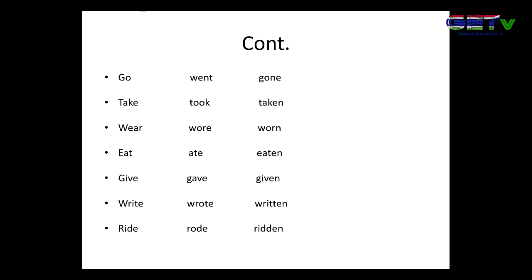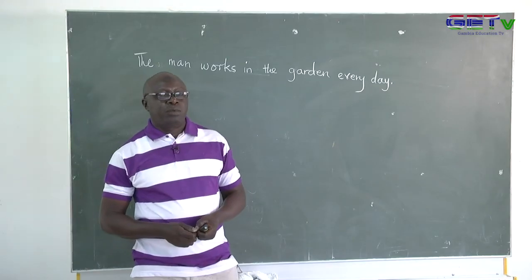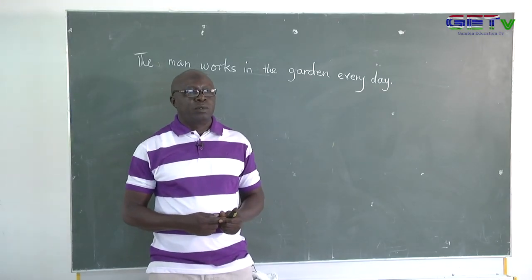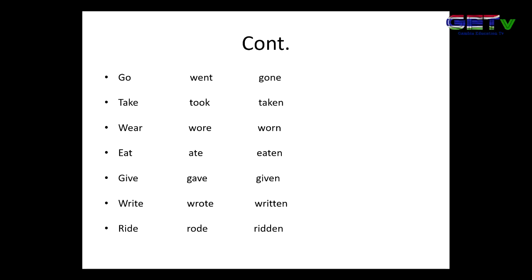Eat, food. Simple past ate, and the past participle eaten. Give, to give something to somebody. Past tense, simple past tense becomes gave, and past participle given. Write becomes wrote and written. Ride becomes rode, ridden. You ride a bicycle. Yesterday the boy rode his bicycle to school. Already he has ridden his bicycle, or ridden.